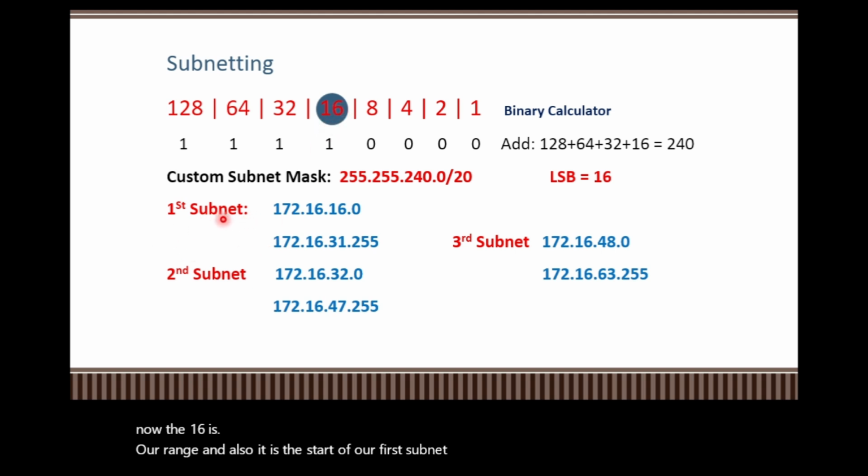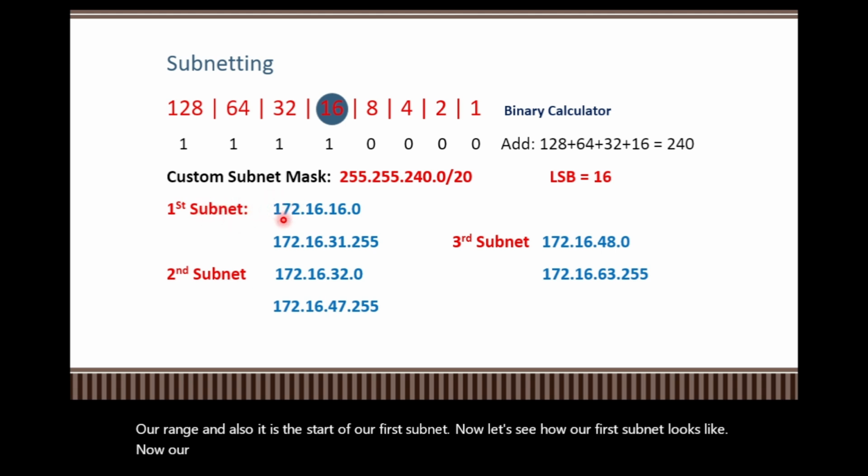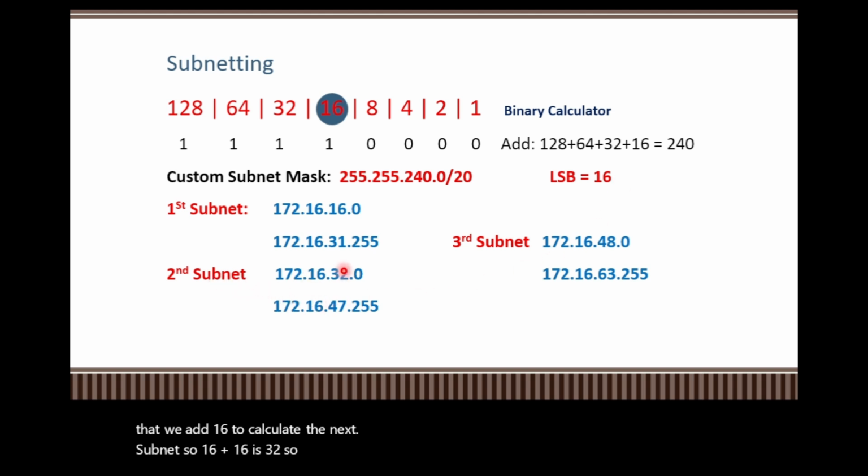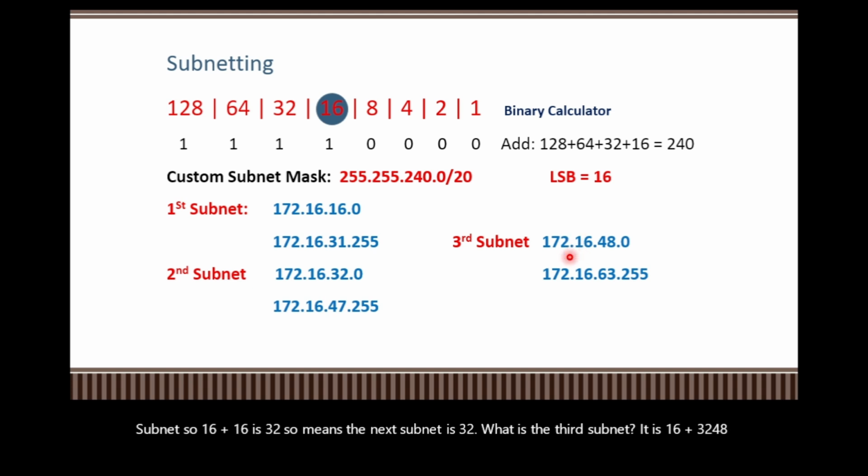Now let's see what our first subnet looks like. Our first subnet looks like 172.16, so the start is 172.16.16.0, and the range means that we add 16 to calculate the next subnet. So 16 plus 16 is 32, so the next subnet is 32. What is the third subnet? It is 16 plus 32, 48. So this is how we calculate each subnet until we get the 11 subnets that we need.